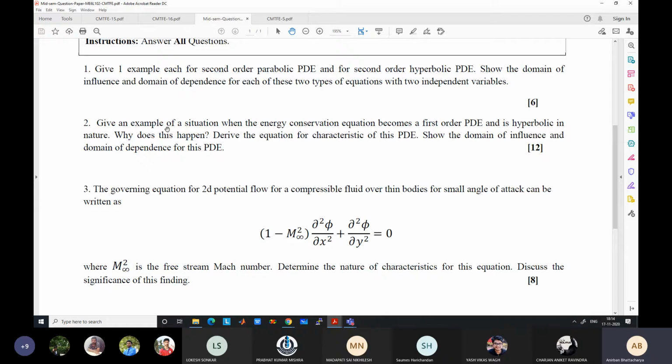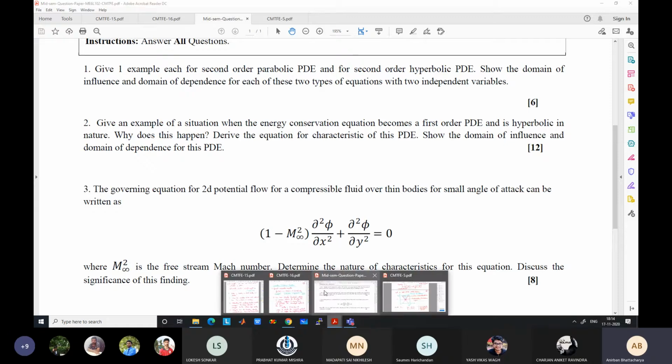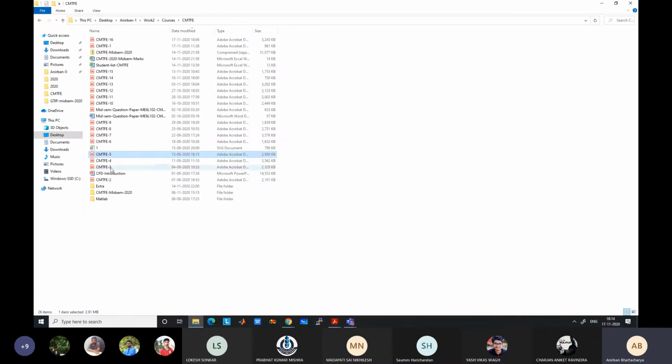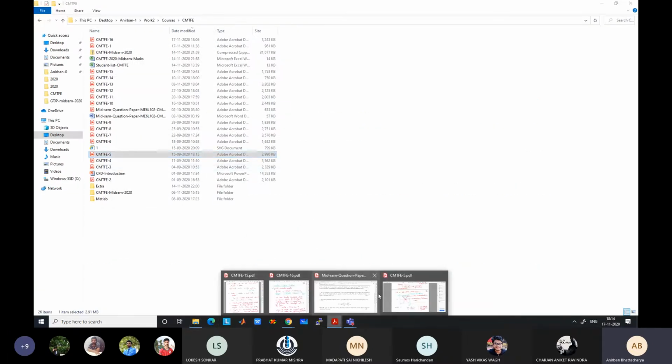So the second question is, give an example of a situation when the energy conservation equation becomes a first order PDE. This also we have discussed in the class, but again you can give other examples also if you can think of other examples. So the example that we had discussed was this one.